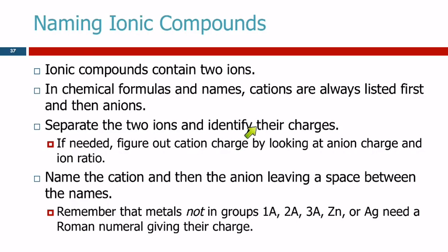Sometimes you need to identify the charges on the ions, especially if it's one of those metal ions that can have more than one charge. We need to know which one it is. If we need to, we can figure out the charge on that cation by looking at the anion charge and the ion ratio, and we'll go over some examples of that. Then you just name the cation, name the anion, and leave a space between the two names. So it's the name of the cation and a space and the name of the anion.